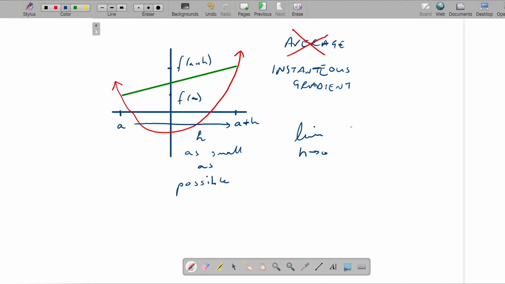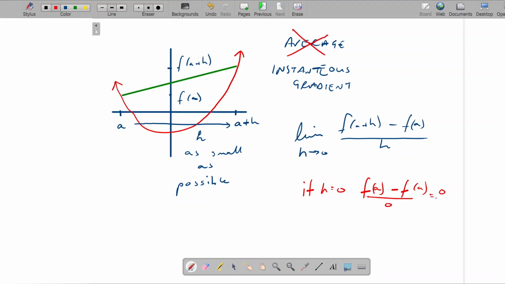of f of a plus h minus f of a over h. Now remember, we are not saying that h is naught. What would happen if we made h equal to naught? We would get f of a minus f of a over naught, which would be naught over naught, which we said is this really weird thing that's not even undefined. So we really are flirting with danger here. So we are saying that it is tending to naught. We are not letting it equal naught. We are tending to 0. We are not allowing it to equal naught.